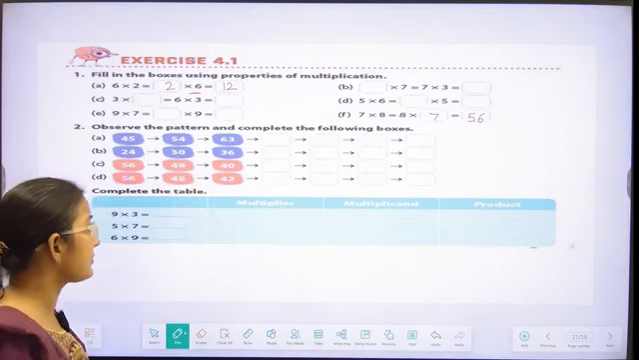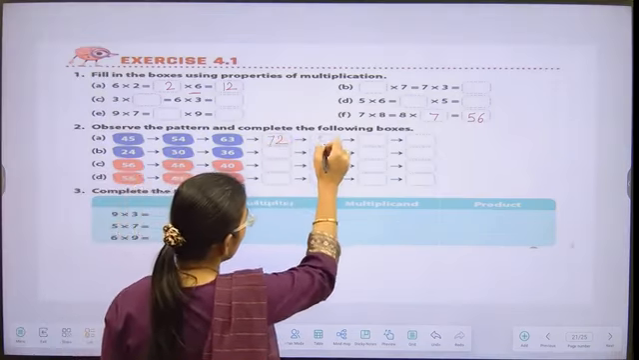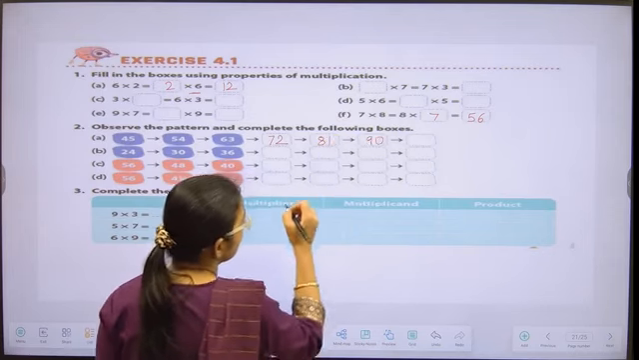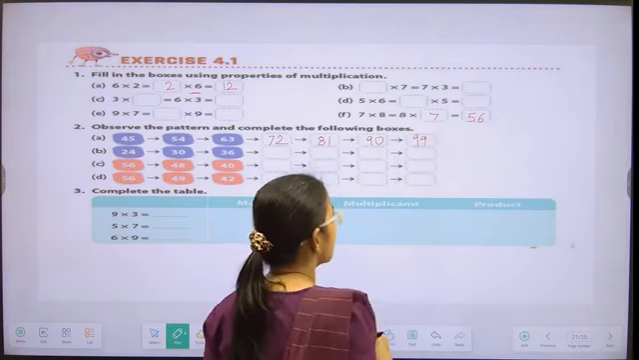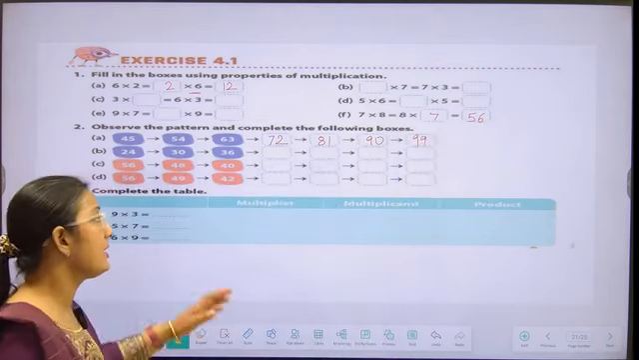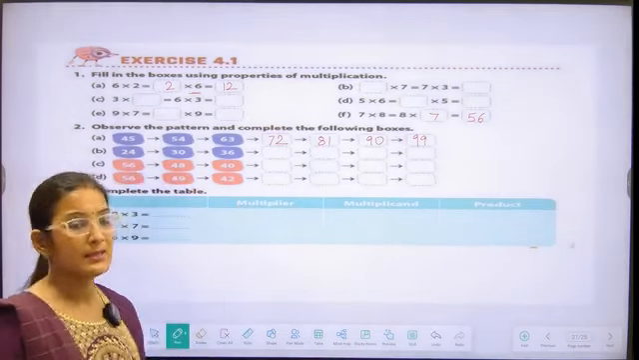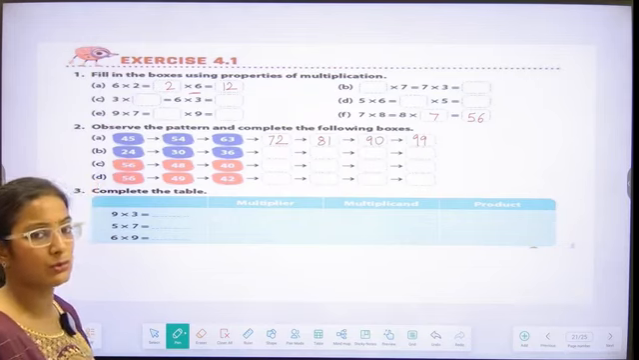So after 63, we are getting 72. After 72, we are getting 81. After 81, we are getting 90. After 90, we are getting 99. So students, what we have seen, we are making a jump of 9. Similarly, you can do the B, C and D parts also.